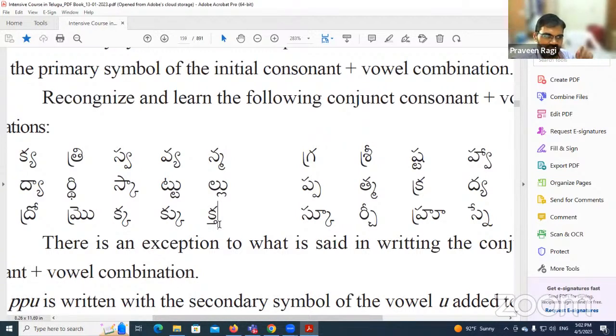If you want, you can note down the vocabulary in the Google Docs. Sometimes I've been giving the word also. Raktamu. You can read and write also. Blood. Okay.